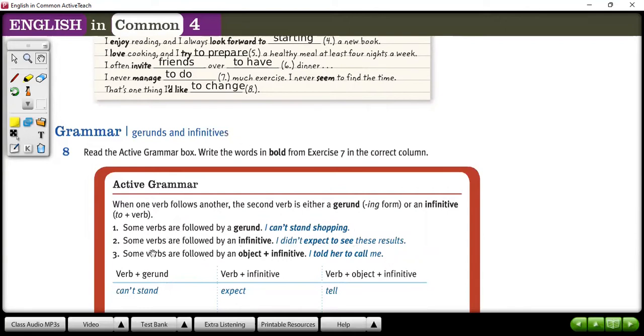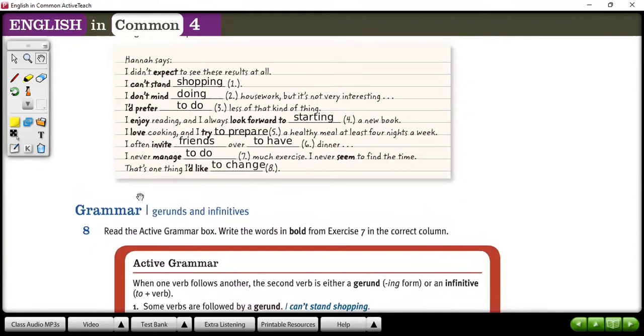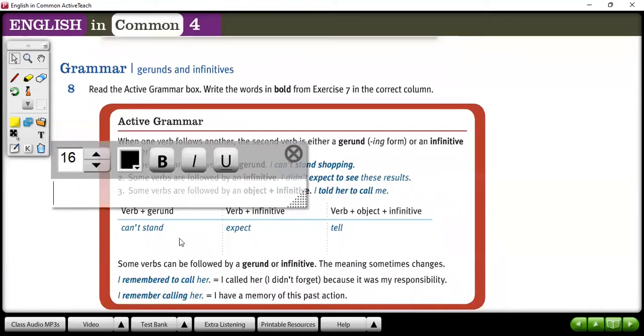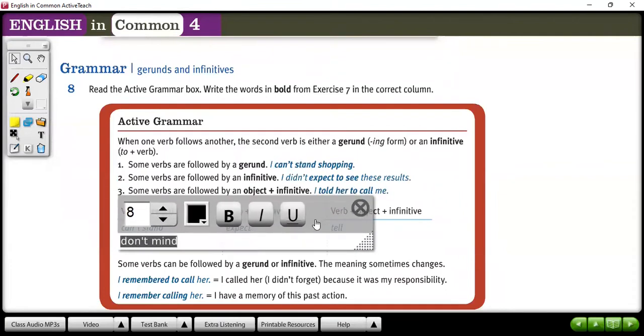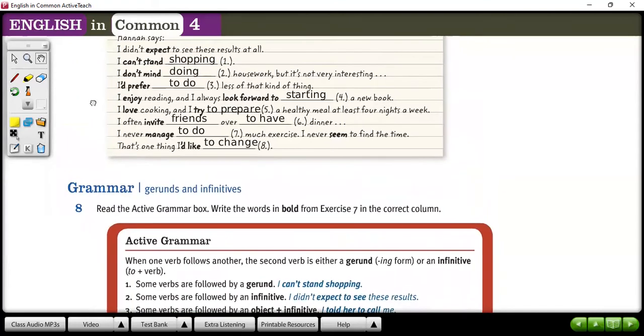For example, verb plus gerund. If we look at the sentences, we have, for example, I don't mind. Okay, so don't mind doing. I don't mind doing housework, but it's not very interesting. So let's put don't mind here in this category. So don't mind. Okay, let's see if we can find more examples.